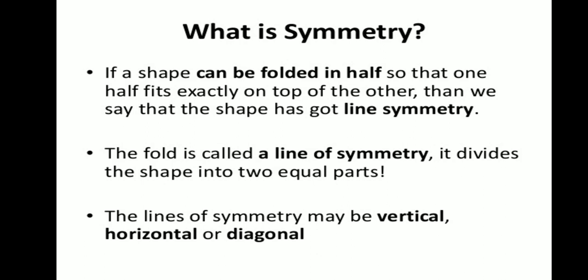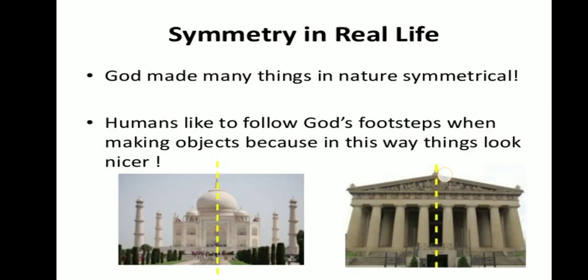And the line where you are folding, the line in which it is dividing into two equal parts, that is called a line of symmetry. A line of symmetry can be vertical, horizontal, or diagonal.